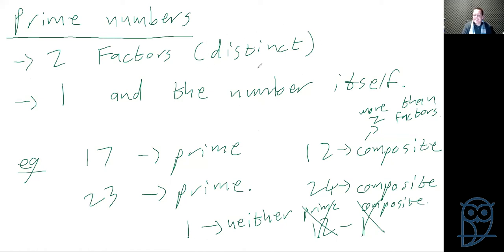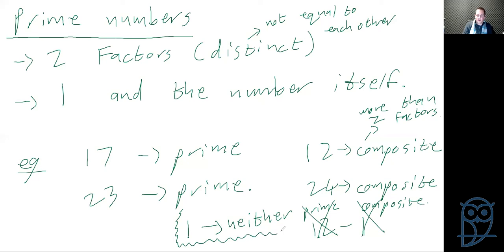Are they distinct? No. Remember what I said about distinct is that they needed to be not equal to each other. Which means that the number 1 fails this condition. It does not have 2 distinct factors. Therefore, 1 is a lonesome little guy on his own, and he is known as the universal number, but he is neither prime nor composite.